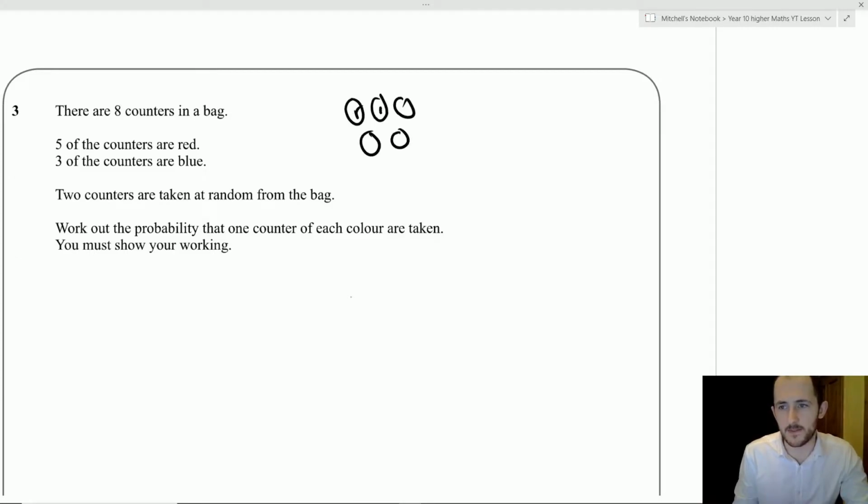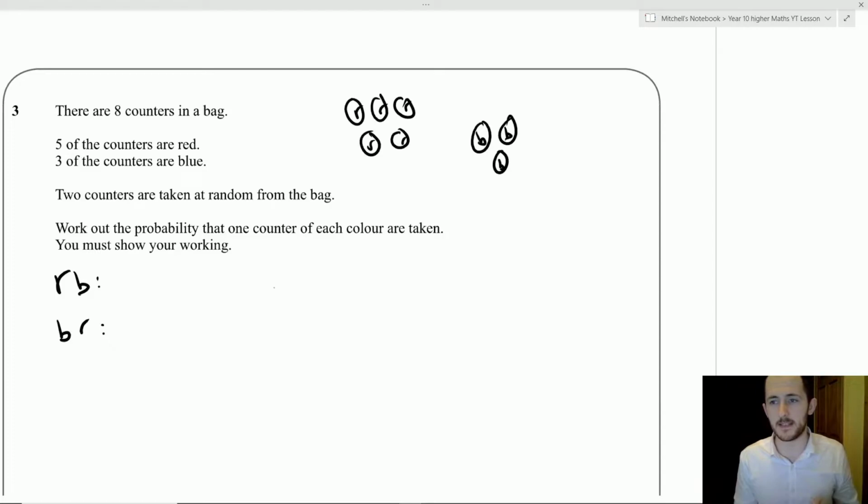There are 5 red counters. There are 3 blues. So I can do the probabilities in my head fairly easily, but that's because of practice. But again, you can draw a probability tree. Now, if we want one of each colour, either a red is taken then a blue, or a blue is taken then a red, right? Now let's have a think about the probability. So I'm going to do this without doing a probability tree because I want to show you a new way of doing it. Because in the previous questions we've already done probability trees, okay?